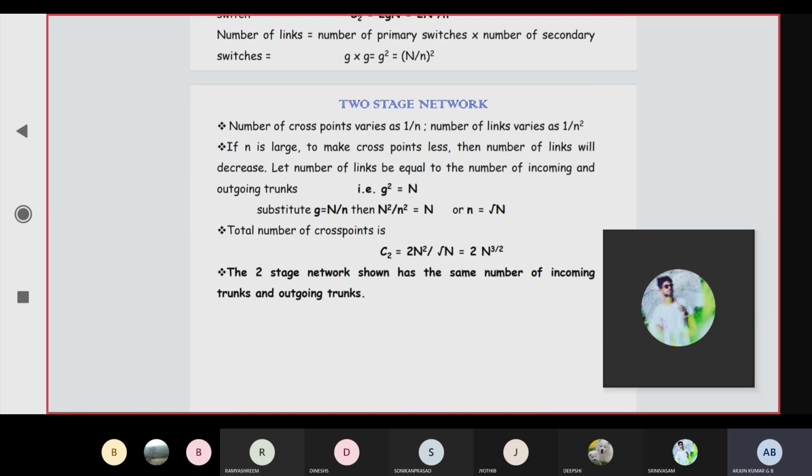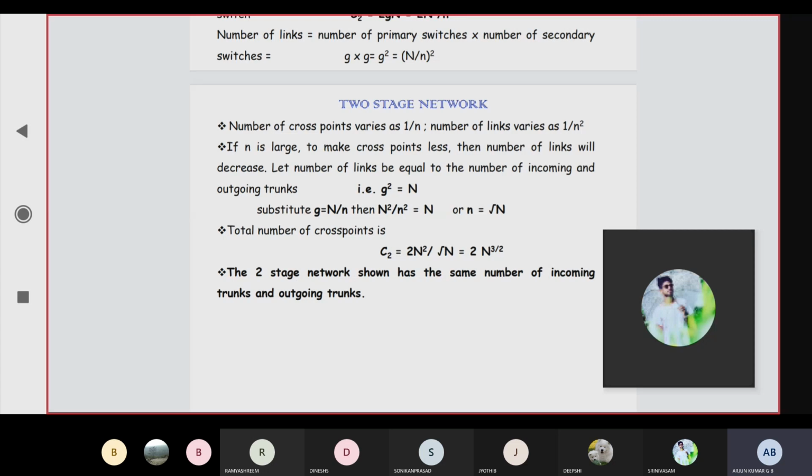Then let the number of links equal the number of incoming and outgoing trunks. Then g square will be represented by N. Substituting g square is equal to N in the above equation, then g is equal to N by n, then N square by n square is equal to N, so the number of inlets n is equal to square root of N. Clear about this one?